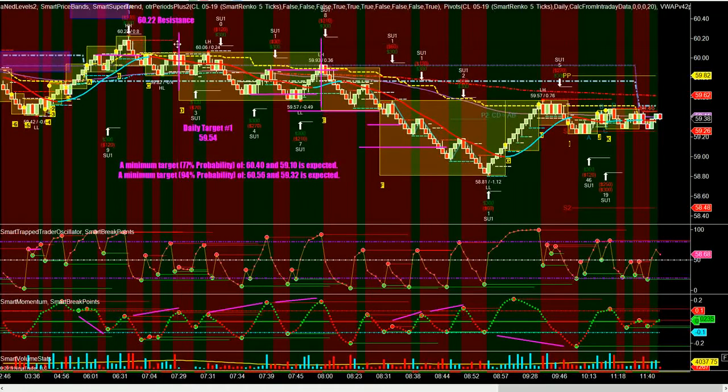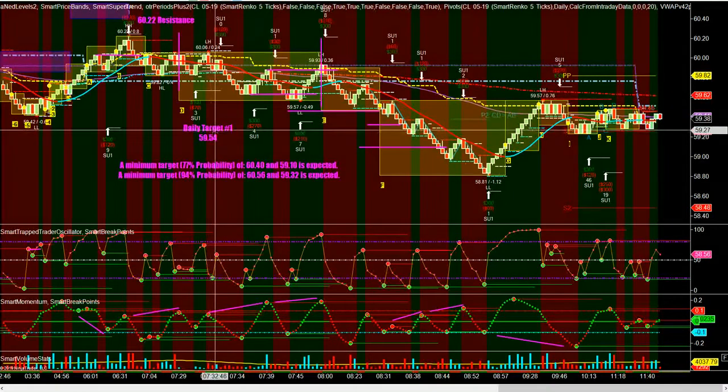Today was inventory day. We knew that once we took out this line right here, that it did over in here, that it was 97.5% that the market was going to continue to the downside. And that's what it did.